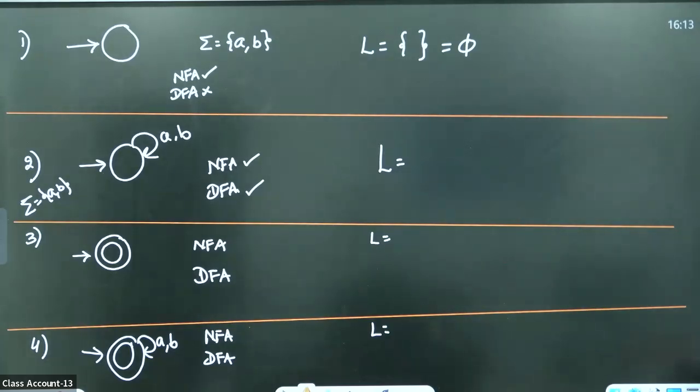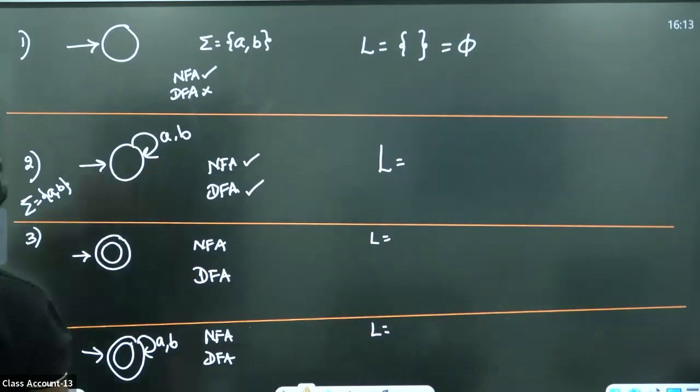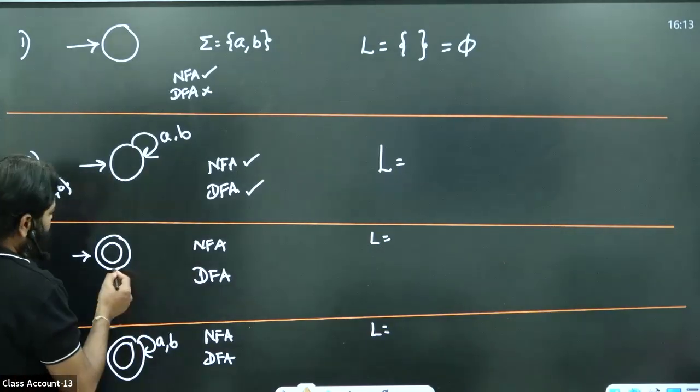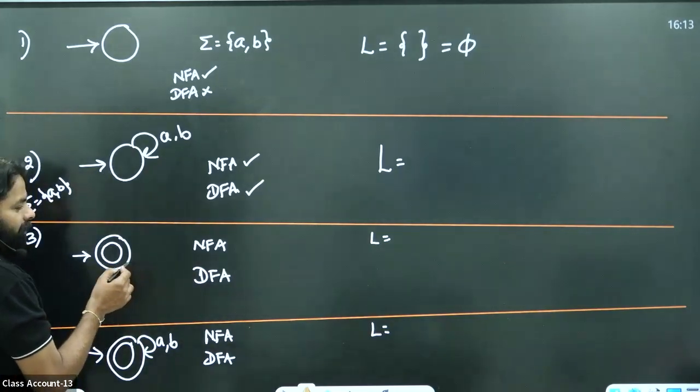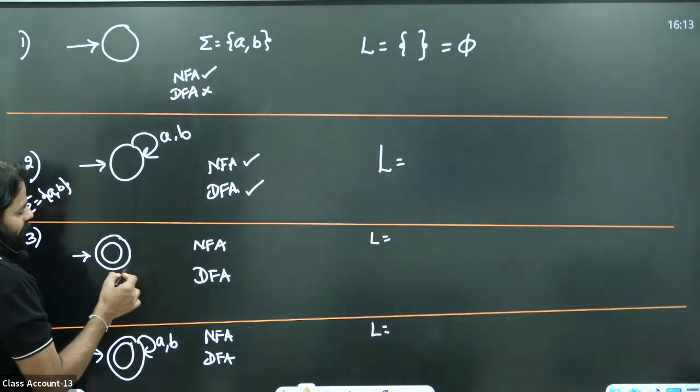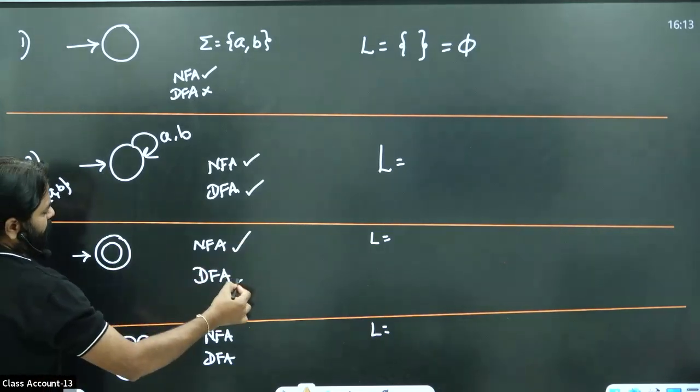Yeah, great. L is equal to (a plus b) whole star. Last one. Correct. Perfect. Why do we call it NFA? Because you are not able to prove that for every input symbol there is exactly one transition. It is an NFA but not a DFA.